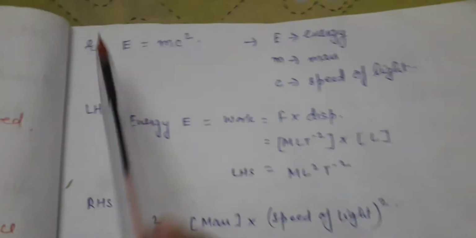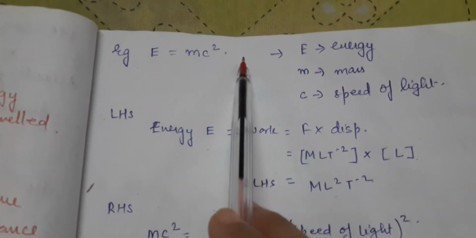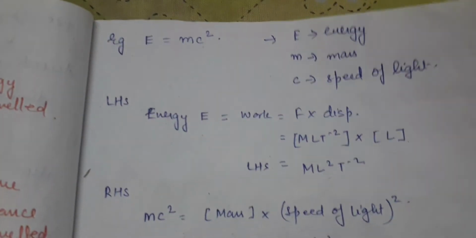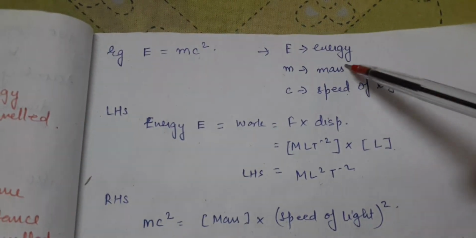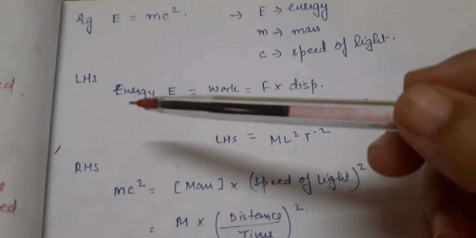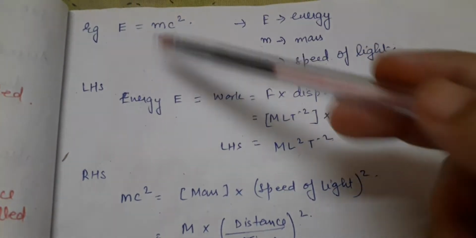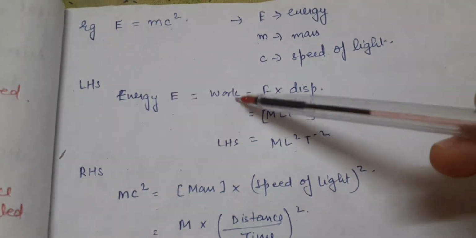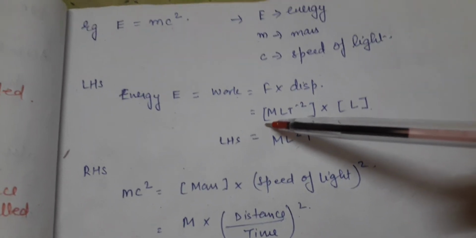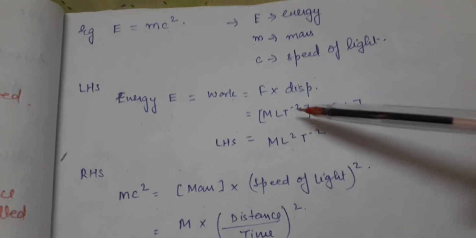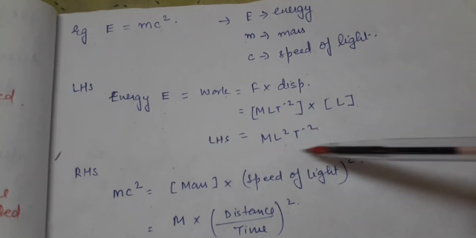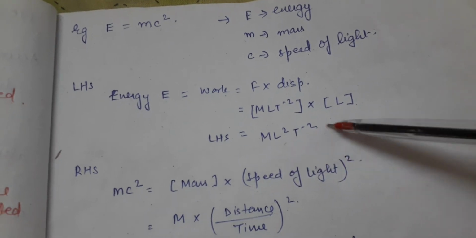Now the next question: suppose E is equal to mc square. It is a very famous equation, you must know it. Here E denotes energy, M denotes mass, and C denotes the speed of light. What is the LHS? We take E, energy, and we know that energy is equivalent to work done. Work done is equal to force into displacement. The dimensional formula of force is M L T minus 2, and of displacement is L. So the LHS becomes M L2 T minus 2.